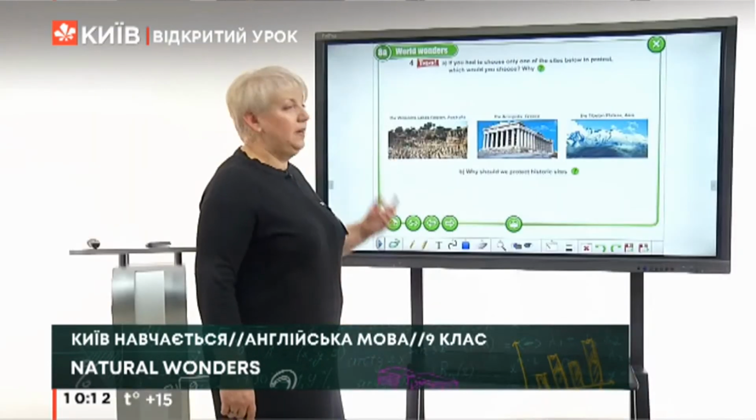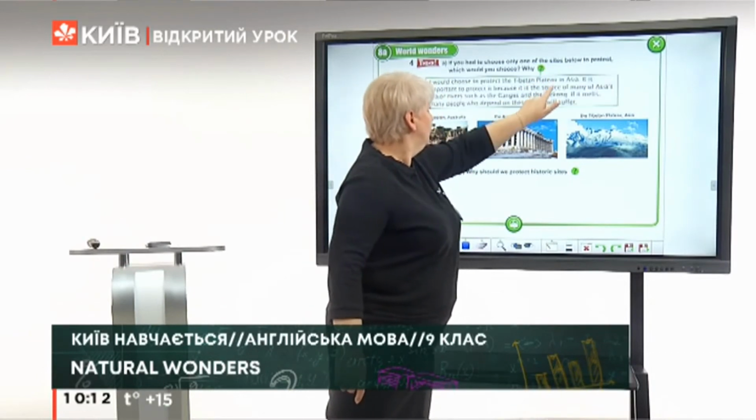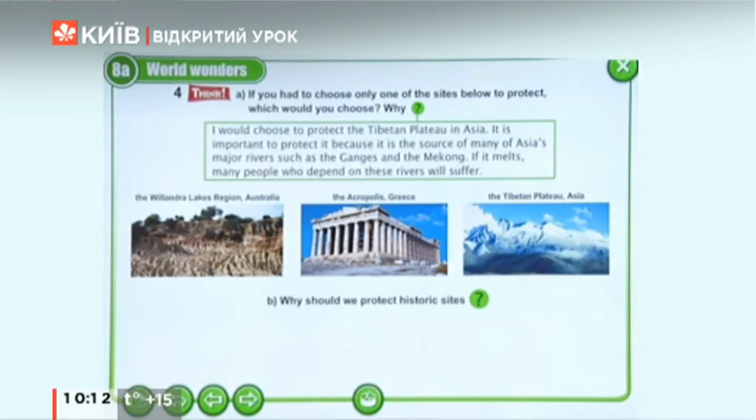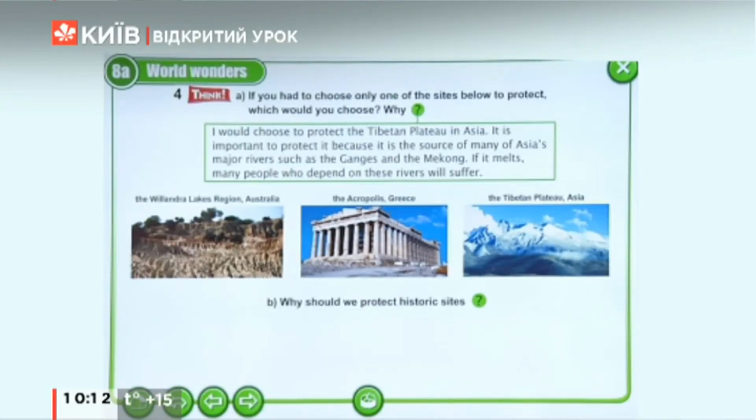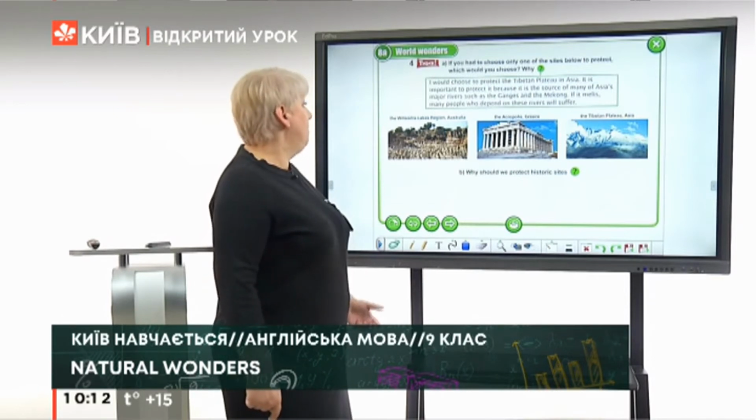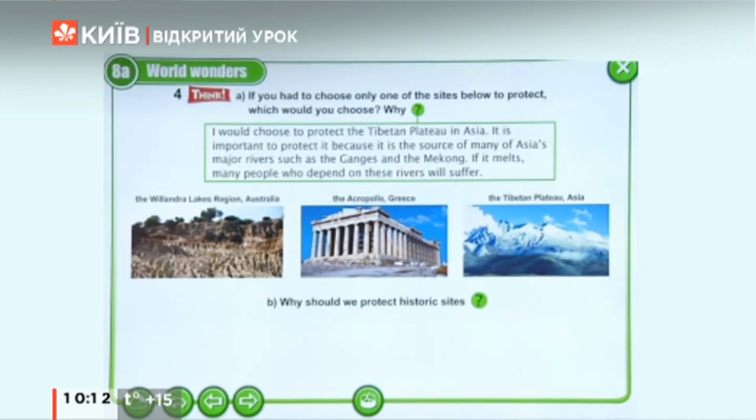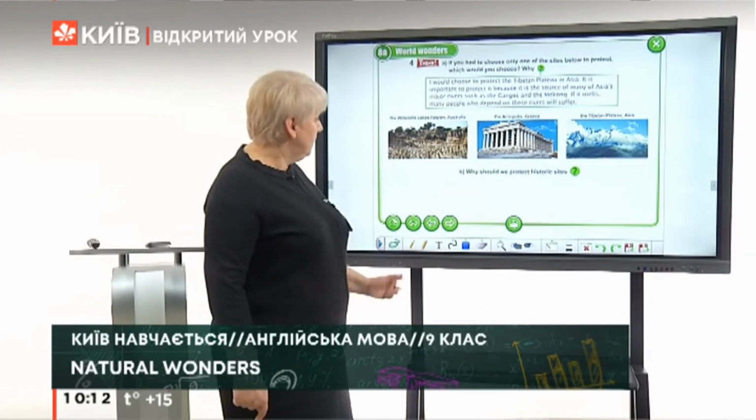Okay. If you ask me, I would choose to protect the Tibetan Plateau in Asia. It's important to protect it because it's the source of many of Asia's major rivers, such as the Ganges and the Mekong. If it melts, many people who depend on these rivers will suffer. And what is your choice? Write me, please.